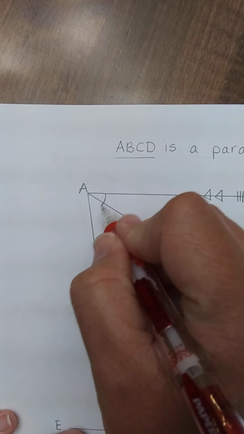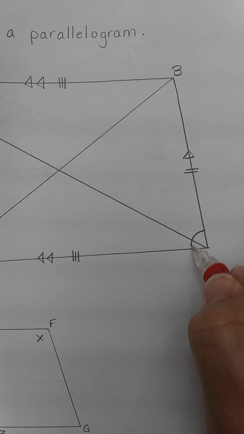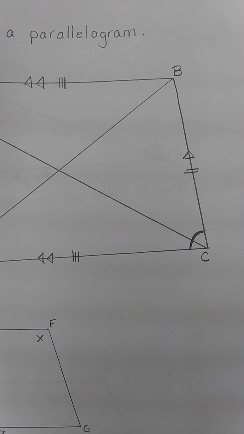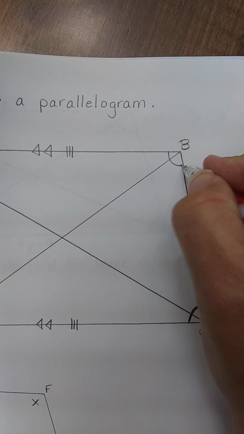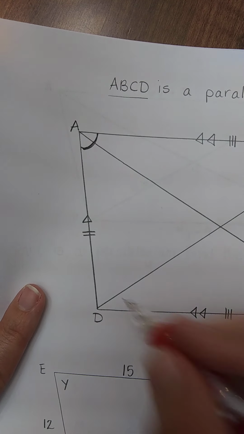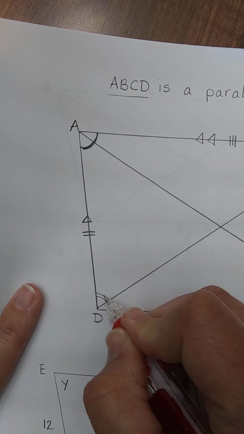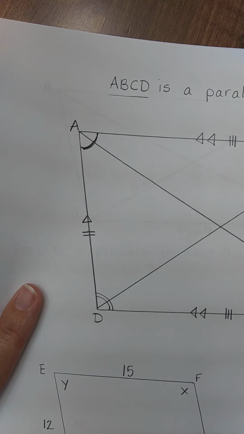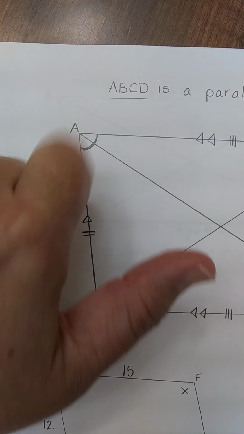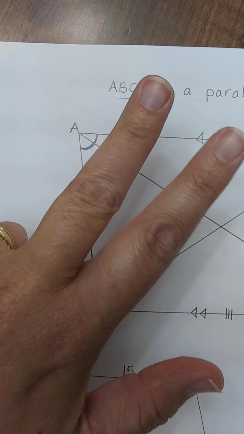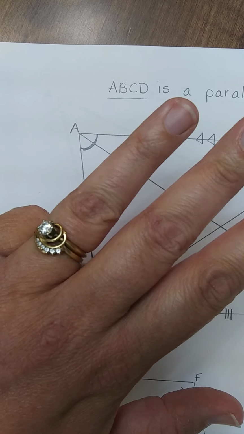So angle A, that whole angle, would be congruent with its opposite, which is angle C. And then angle B, the whole angle, would be congruent with angle D, the whole angle. Okay, so that was definition. Opposite sides are congruent, opposite angles are congruent, and then we get our ring finger.